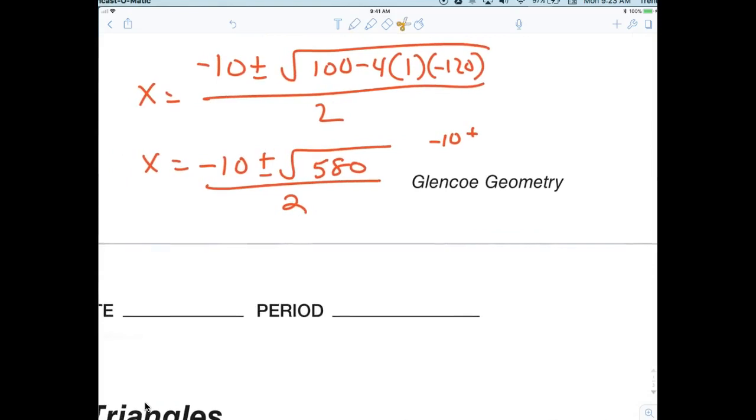You're right. All right, here we go. So I need to break down 580. 4 goes into 580. So it'd be 2 radical 145. Right?